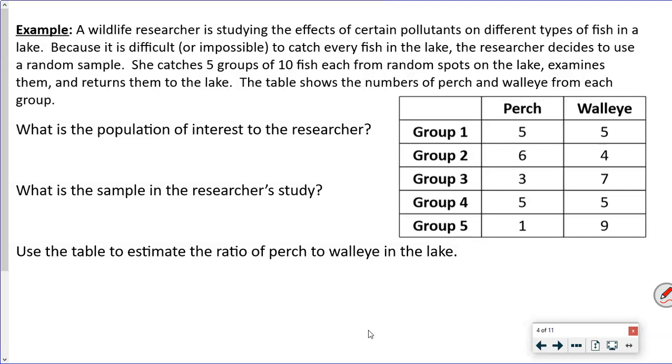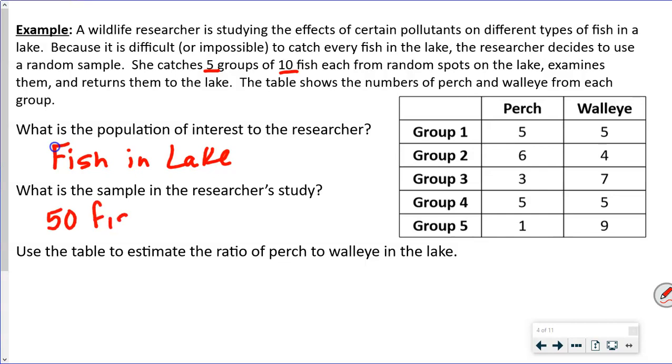Our first question here is, what is the population of interest to the researcher? What is the researcher interested in? The fish in the lake, right? Then, what is the sample in the researcher's study? The sample has to do with the number of fish that she actually caught. That would be 50, right? Because 5 times 10 is 50. So 50 fish were caught.